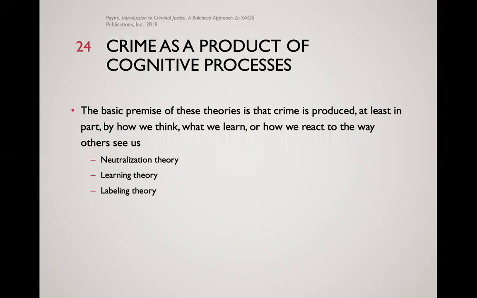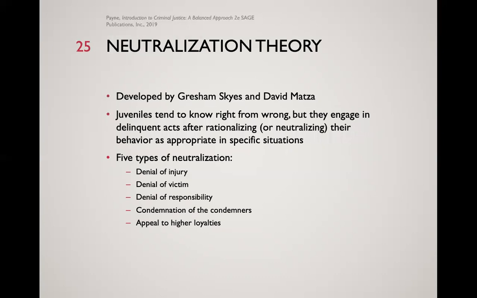So crime is a product of cognitive processes. The basic premise of these theories is that crime is produced, at least in part, by how we think, what we learn, or how we react to the way others see us. So we're talking about neutralization theory, learning theories, and labeling theory. Sykes and Matza developed neutralization theory. Juveniles tend to know right from wrong, but they engage in delinquent acts after rationalizing or neutralizing their behavior as appropriate in a specific situation. To put this in a better context, it's better to look at the five different types of neutralization.